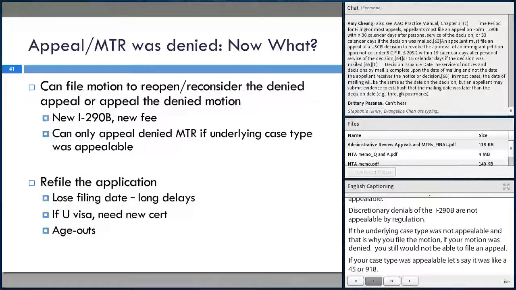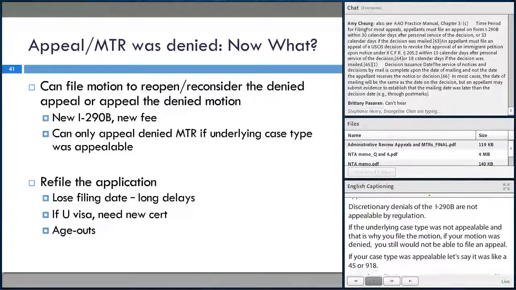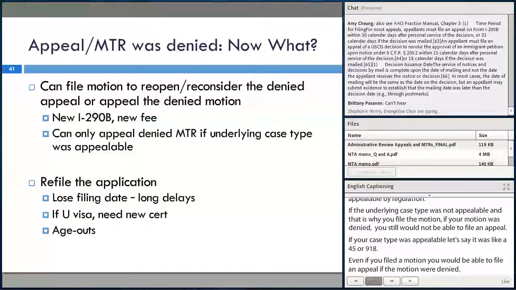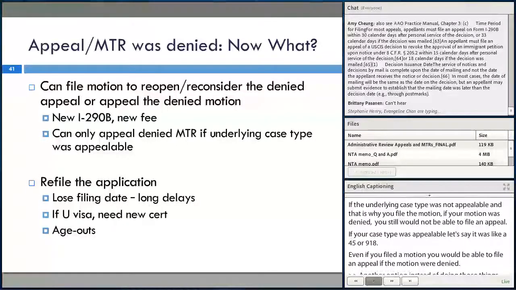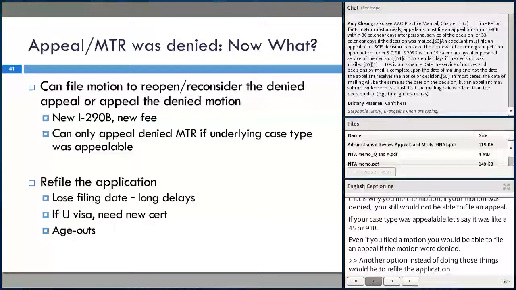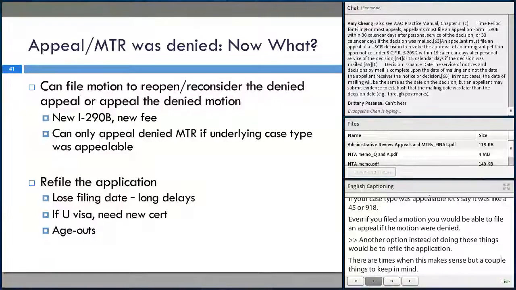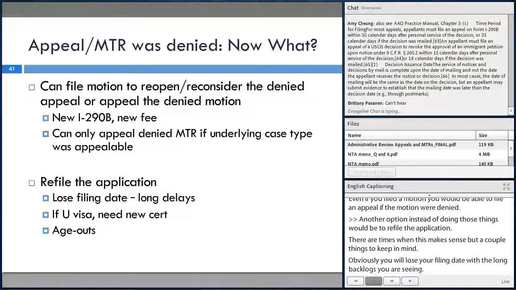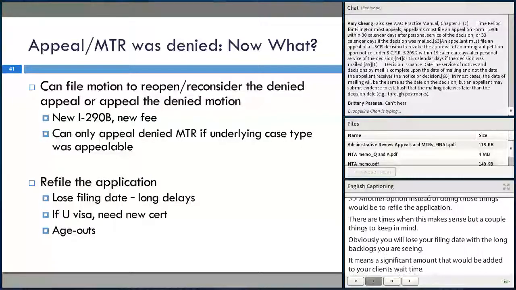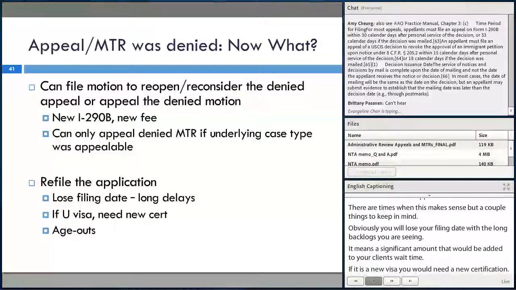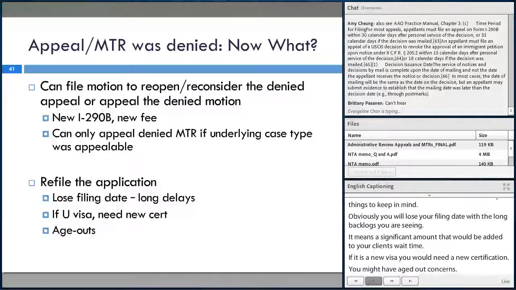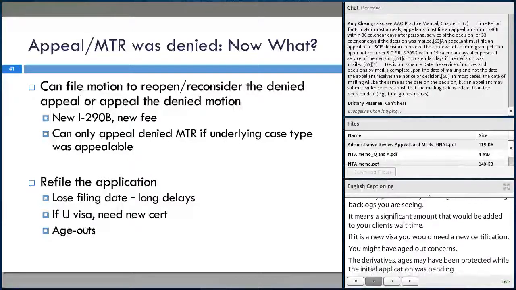Another option, instead of doing those things, would be to refile the application. There are times when this makes sense, but a couple of things to keep in mind. Obviously, you're going to lose your filing date with the long backlogs that we're seeing for every type of application these days. This means a significant amount that would be added to your client's wait time. If it's a U visa, you would need a new certification, and then also you might have age-out concerns. Okay, so the derivatives' ages might have been protected while the initial application was pending, but if you're refiling, then that age-out protection doesn't carry over to the new application.